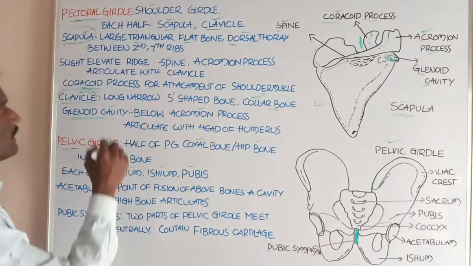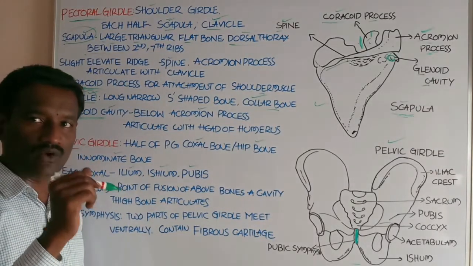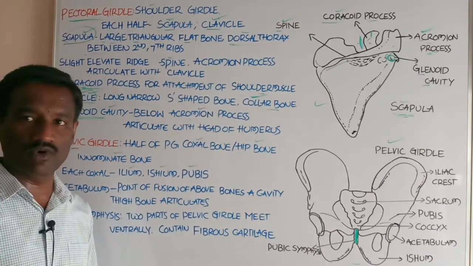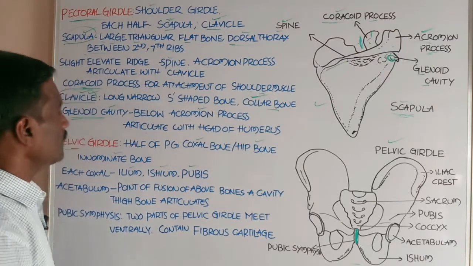And the clavicle is a long, narrow S-shaped bone. This is also called the collar bone, which is present above the first pair of ribs. Student, glenoid cavity.